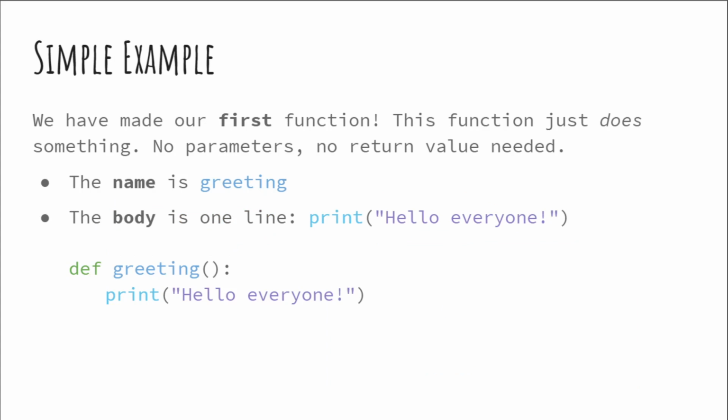So we have a simple example of a function. It's a function that just does something. It just does one task exactly like we want. It doesn't accept any parameters, which we'll talk about. It doesn't have a return value. The name of the function is greeting, and the body of the function is one line. Print hello, everyone. And one other thing that I didn't mention that is also important to have is the parentheses and the colon there.